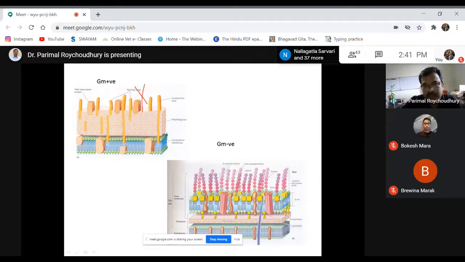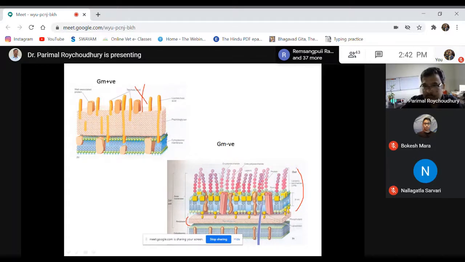Whereas if you just comparatively see the gram-negative bacterial cell wall, comparatively the peptidoglycan layer is very thin. This is the part, only a few strands of peptidoglycan polymer you'll get, and there is less cross-linking among these strands, so peptidoglycan is thin. However, the gram-negative bacteria possess the additional outer membrane, which is absent in the gram-positive bacteria.